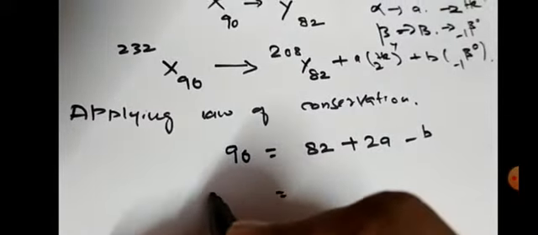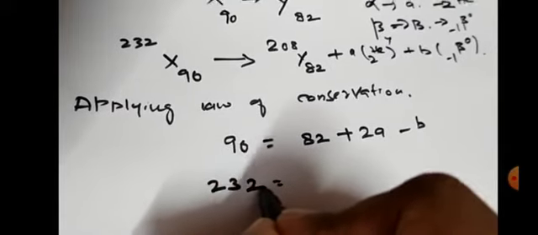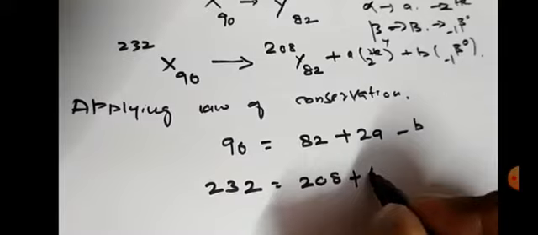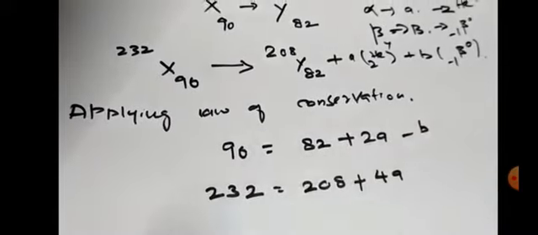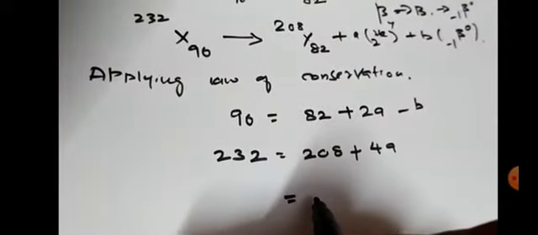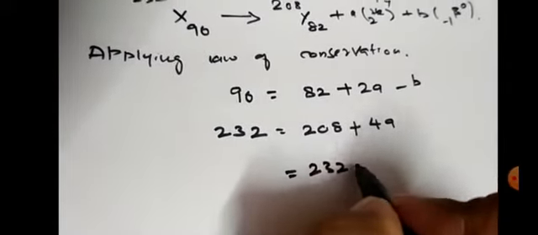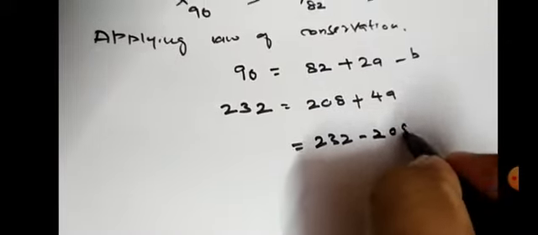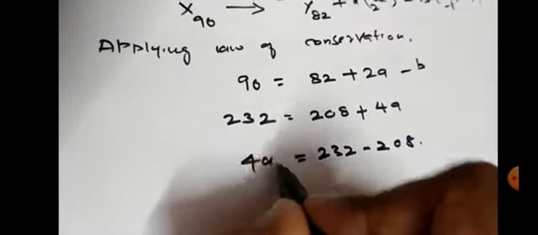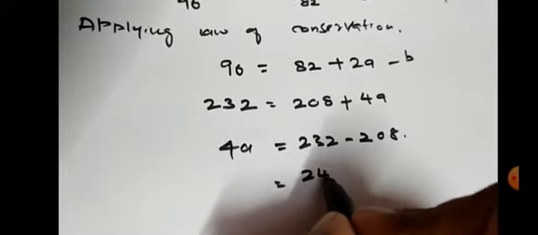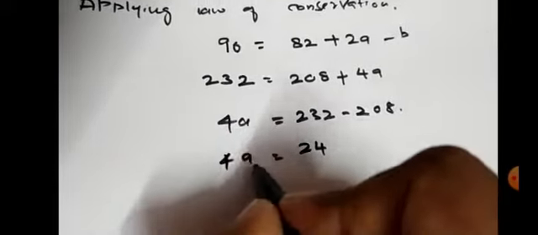Similarly, the mass number: 232 equals 208 plus 4A, that's it. So first of all, 232 minus 208 is equal to 4A. 232 minus 208 is nothing but 24, which equals 4A.